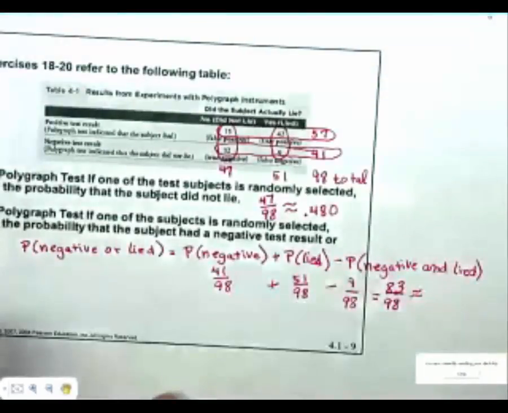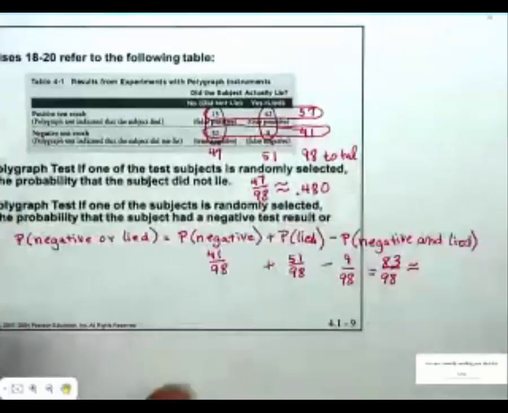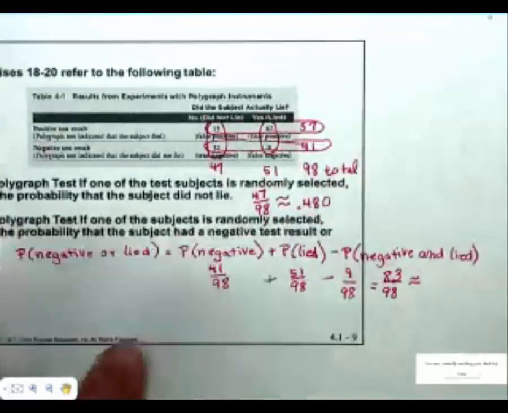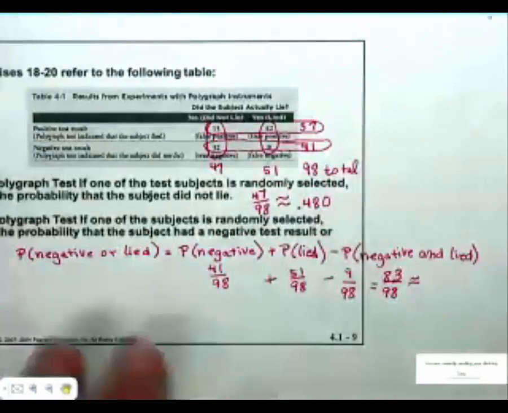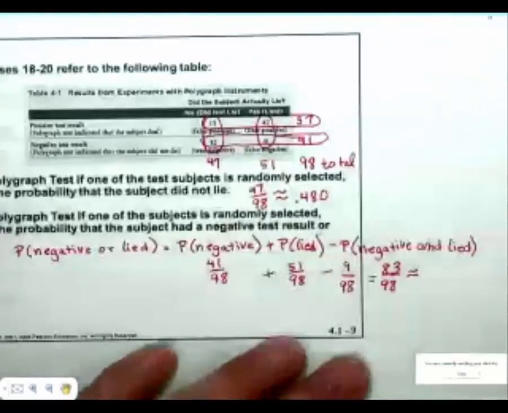0.998. Anybody second that? All opposed? Somebody get a different answer? Miss April, what'd you get? Actually, remember that number from last time. Punch it one more time. 83 divided by 98.847, you said, Miss April?